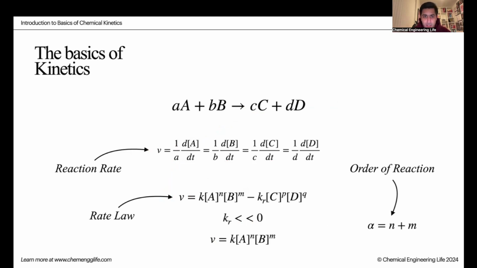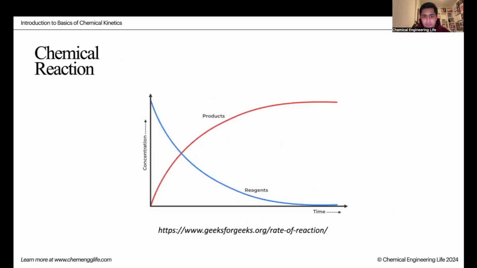And if you write it for the reactants, it is negative. The reason the differential is negative is because the reactant is being used up. So if I was to plot it, the slope of it is negative. On the other hand, the differential for your products is always going to be positive because your products are being formed.